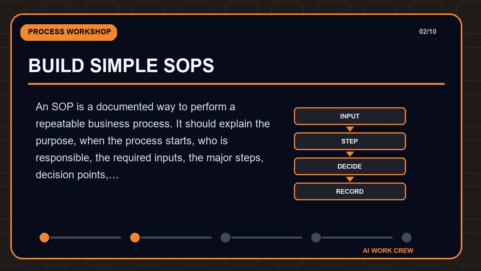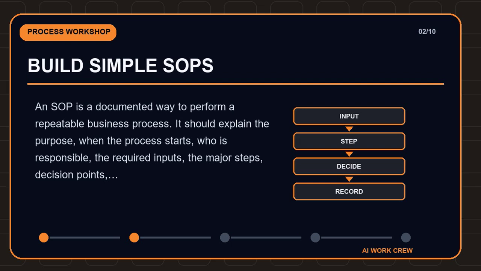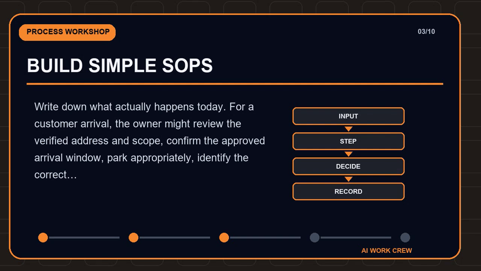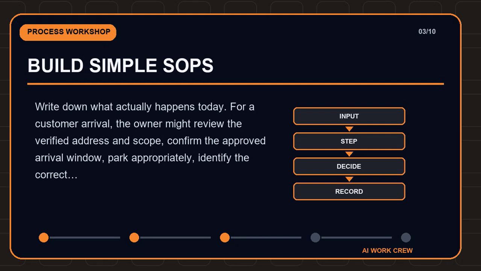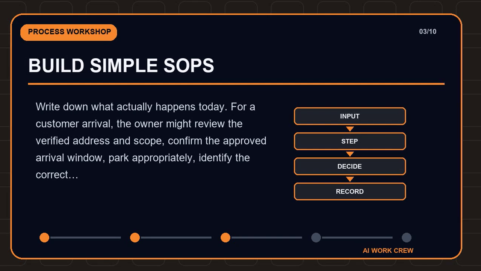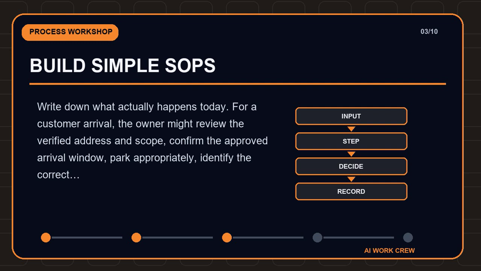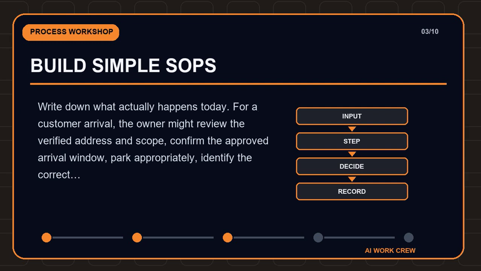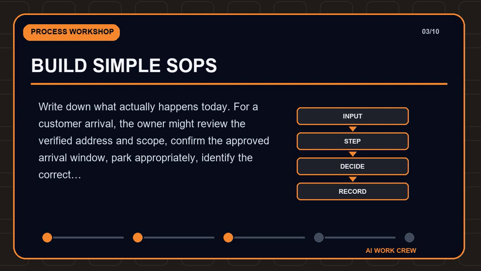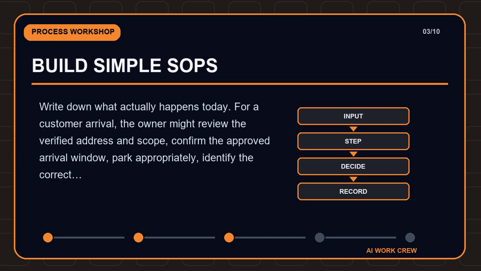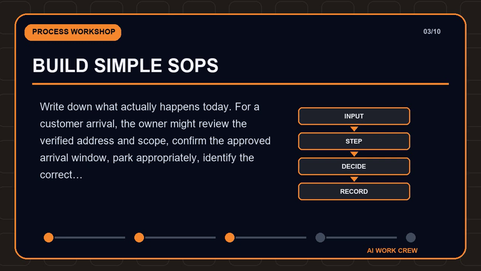For a customer arrival, the owner might review the verified address and scope, confirm the approved arrival window, park appropriately, identify the correct entrance, greet the customer, confirm the work area, review the scope and exclusions, document existing conditions, protect the site, and begin only when the conditions match the plan. Mark steps that sometimes fail and questions that require judgment.